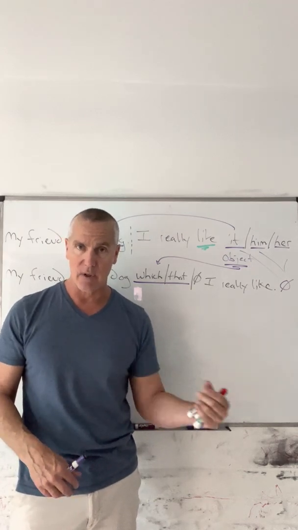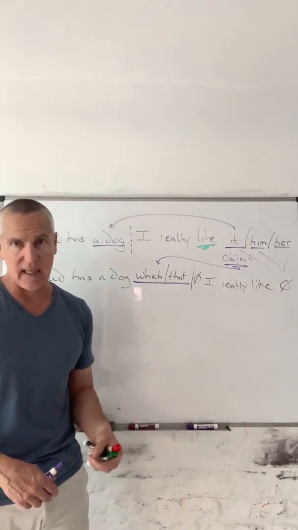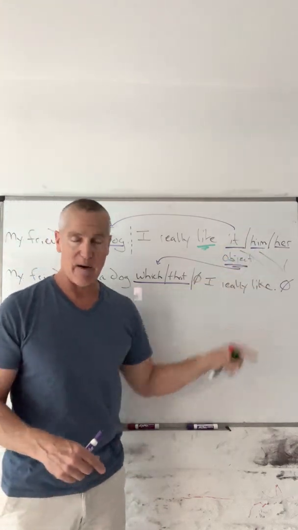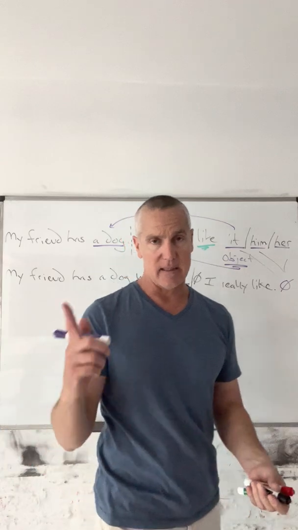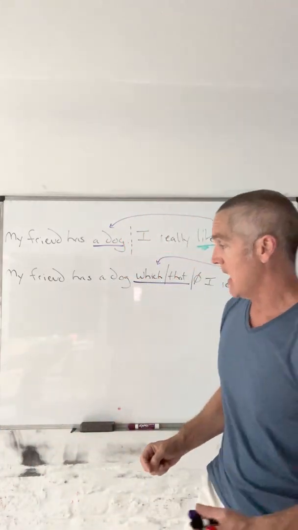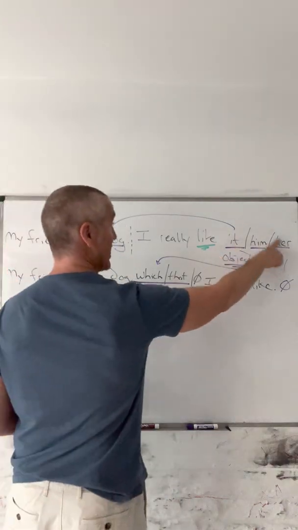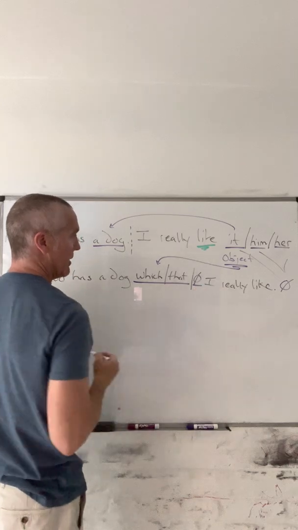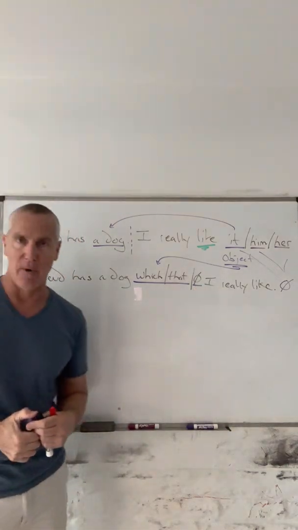My friend has a dog that I really like. My friend has a dog which I really like. My friend has a dog I really like. But you must eliminate the pronoun reference in the adjective clause. That's a big no-no. You've got to be careful with that. It's a very, very common error. So again, we have an object reference that gives us one extra option here, and that is no pronoun.